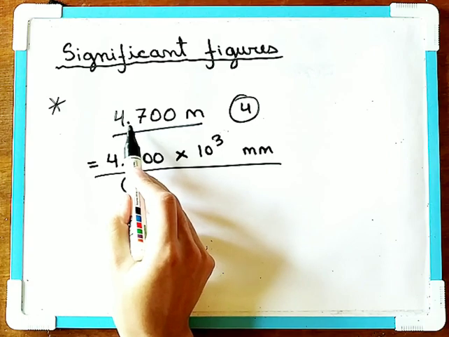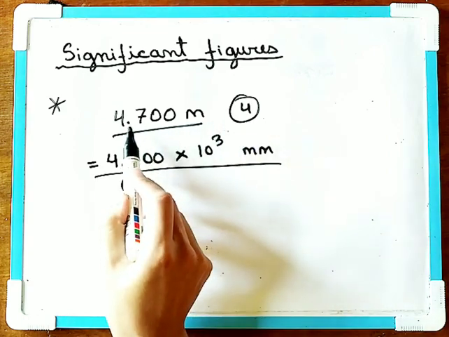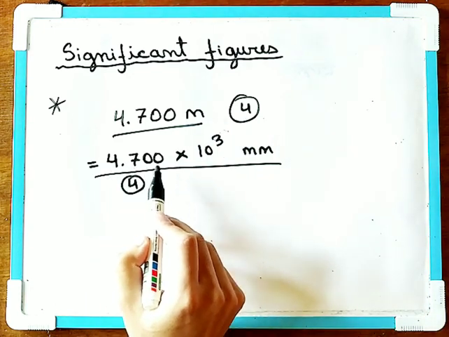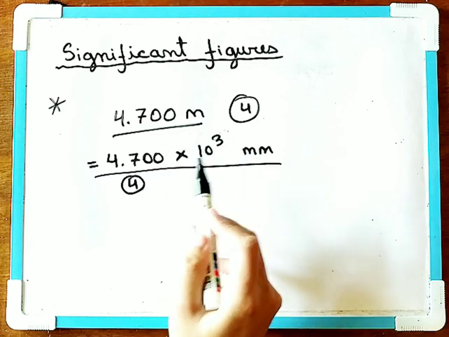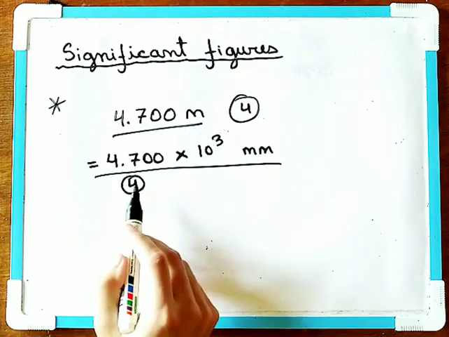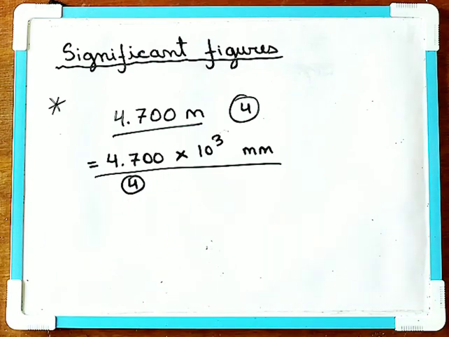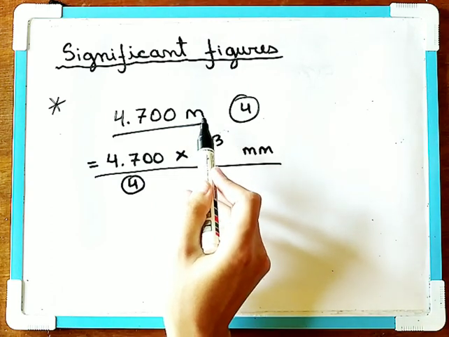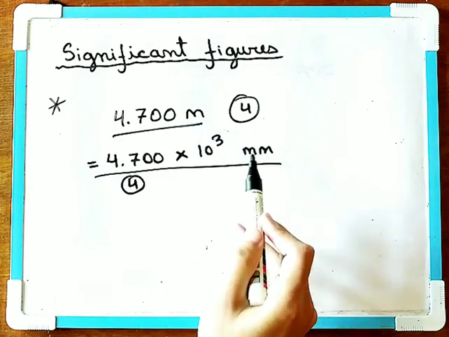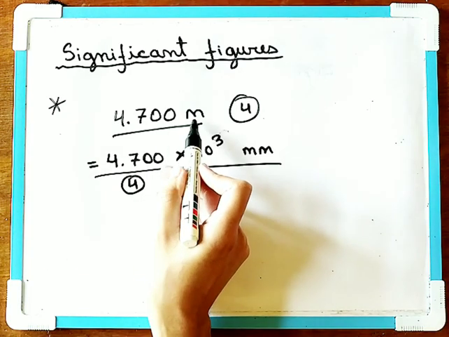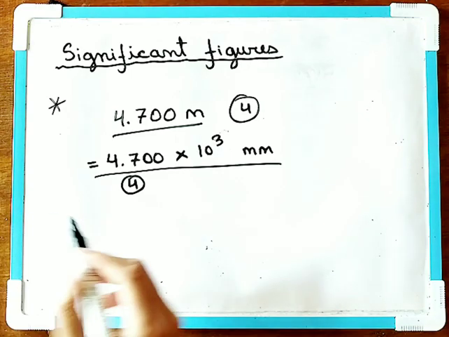So in this first case, we have 4.700 meter, with 4 significant figures, and 4.700 into 10 to the power 3 millimeter. We have converted, and still the number of significant figures is 4. So the number of significant figures does not change. Even if we change the system of unit from meter to millimeter, the number of significant figures remains the same. So whenever we have to convert one system of unit to another, make sure we make use of the scientific notation.